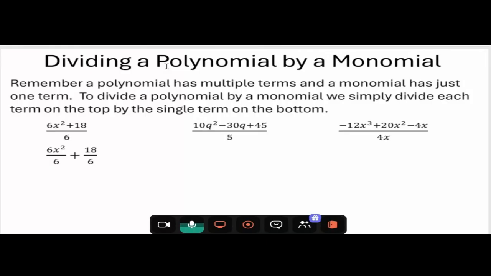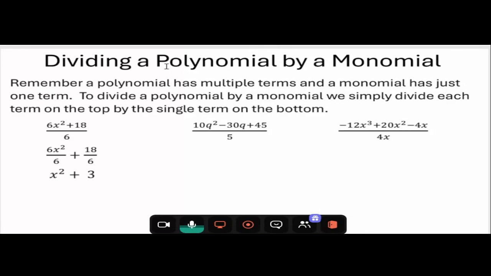So let's look at that first one, 6x squared over 6. Well, the 6's cancel, and we're just left with x squared. And 18 over 6 is 3. That's a nice, easy one to start off with. So let's look at this next one.